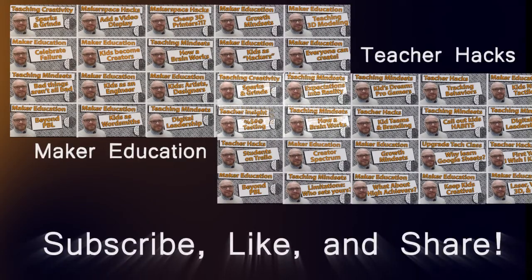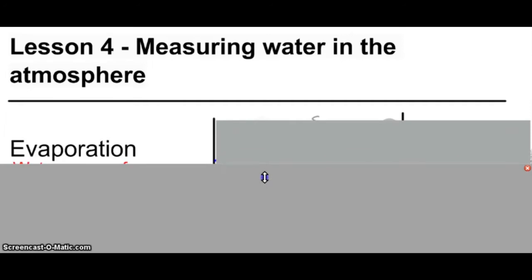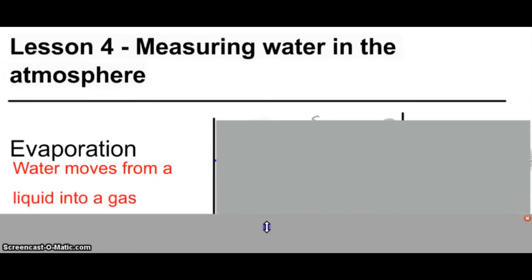Okay, this is lesson 4, measuring water in the atmosphere. This is mostly a vocabulary lesson that will go over the terms you're going to need to know and use as we go through weather. First one is evaporation. Evaporation, hopefully you knew this from 4th grade, water moves from a liquid into a gas.